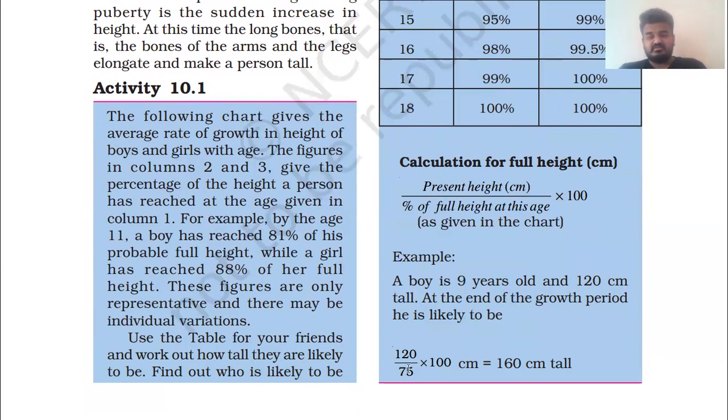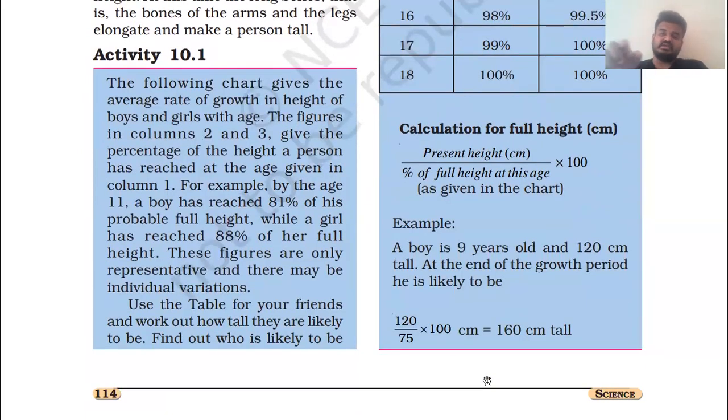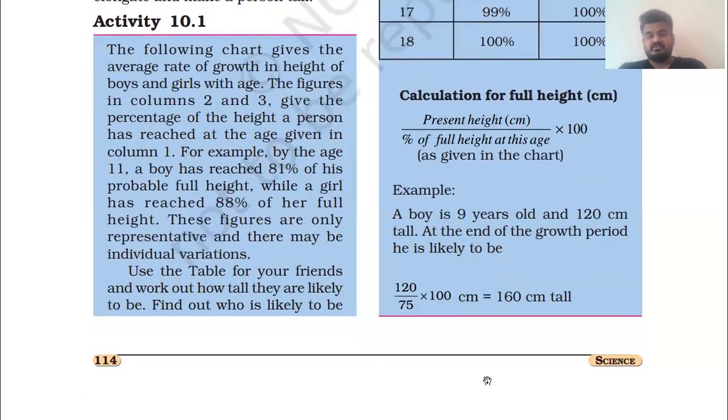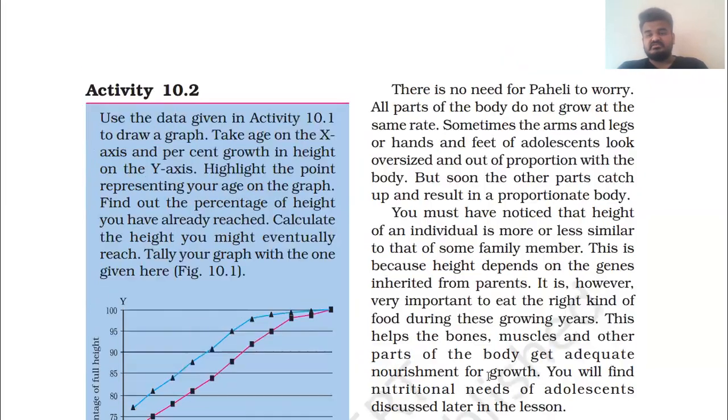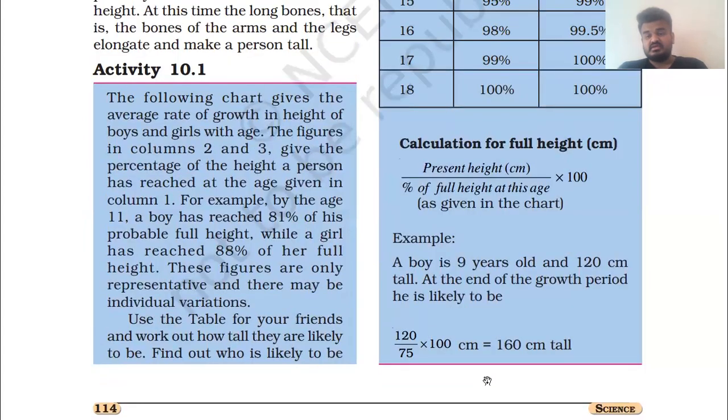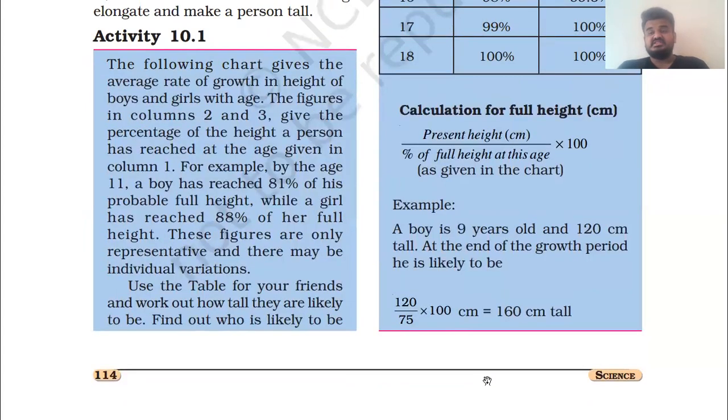So you put 75 over 100, which is simply 3 over 4. 25 into 3 is 75, and 25 into 4 is 100. So you divide 120 by 3, which gives 40. 40 into 4 is 160 centimeters. So after the growth period, the boy is likely to be 160 centimeters tall.